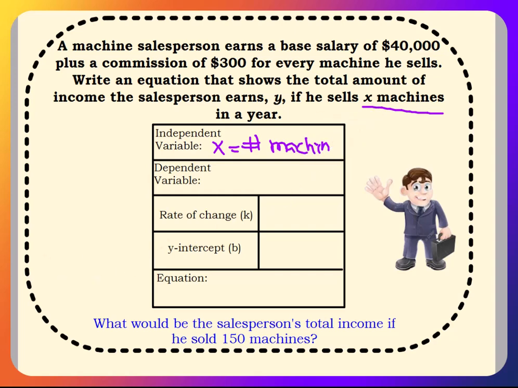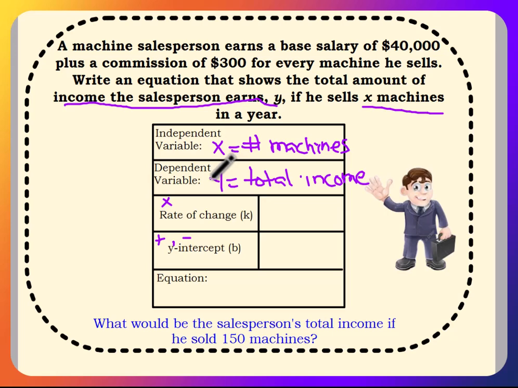So X is going to be our independent, and it represents the number of machines. Okay, and then the dependent is the Y, and that is going to be the income that the salesperson earns. So Y equals total income. Okay, rate of change, y-intercept. The rate of change is going to be what you're multiplying by. The y-intercept is going to be that constant that you're adding or subtracting.